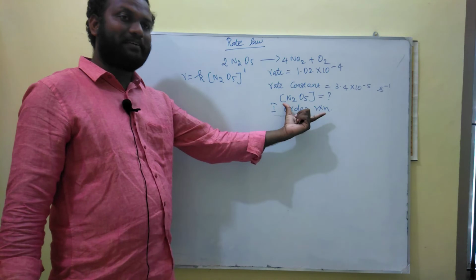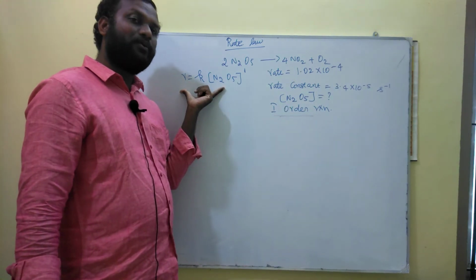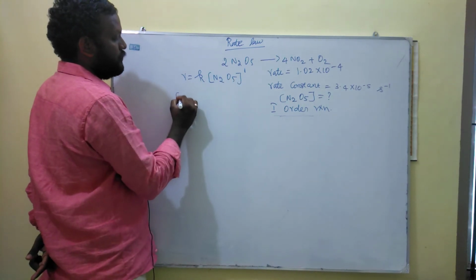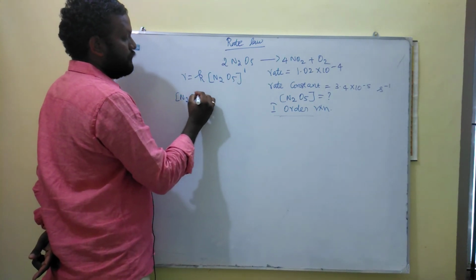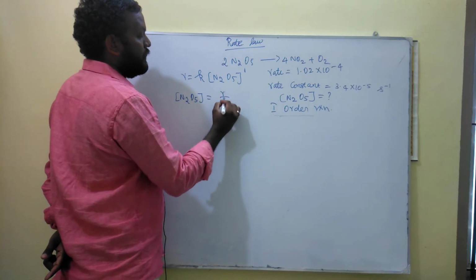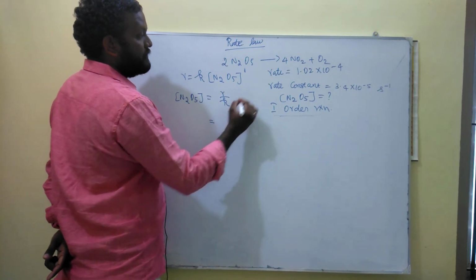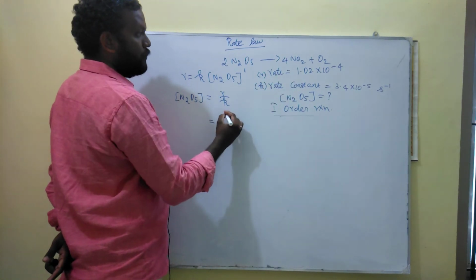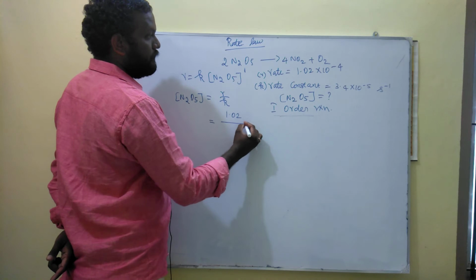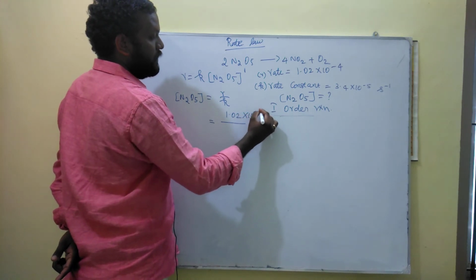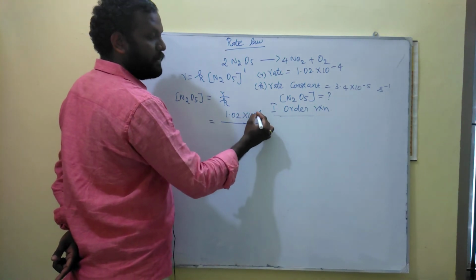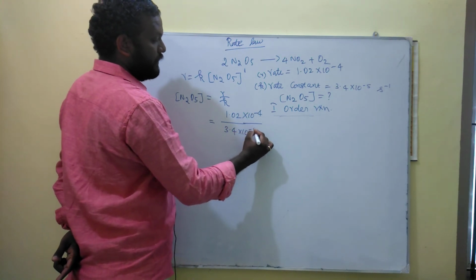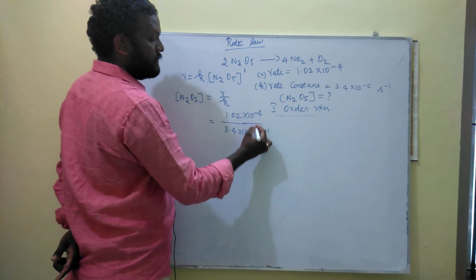So the data are given, and we found the relation. We can easily calculate the concentration of N2O5. The concentration of N2O5 is equal to R by K. What is K? K is the rate constant, which is given. So 1.02 divided by 1.2 into 10 power minus 4. Please check here, the power is minus 4. Here 3.4 into 10 power minus 5 per second. Consider 10 power minus 5.